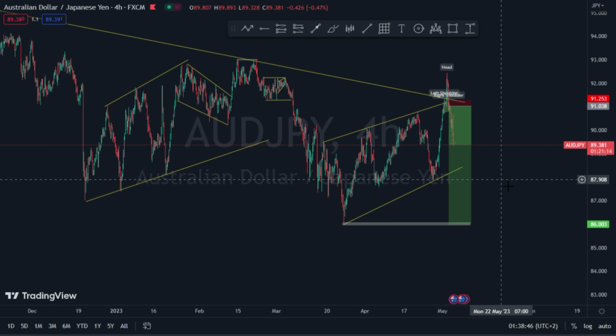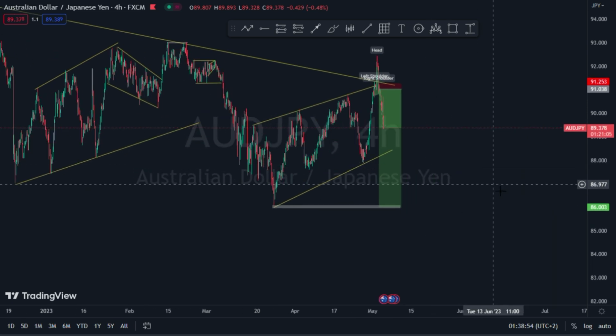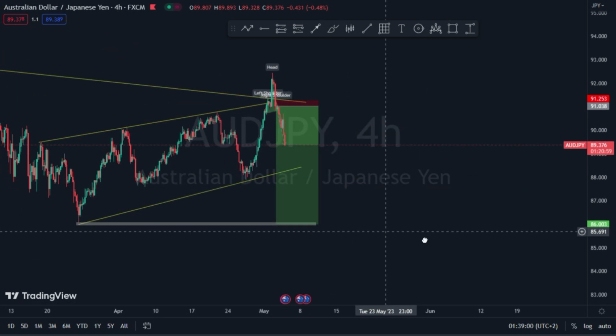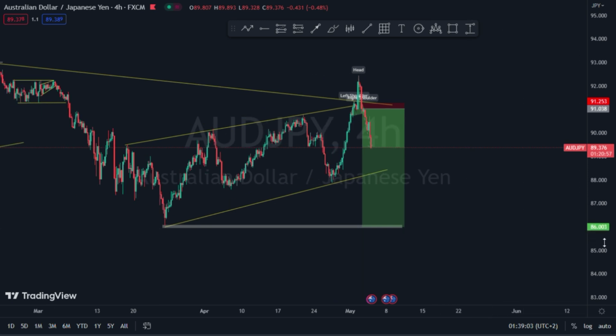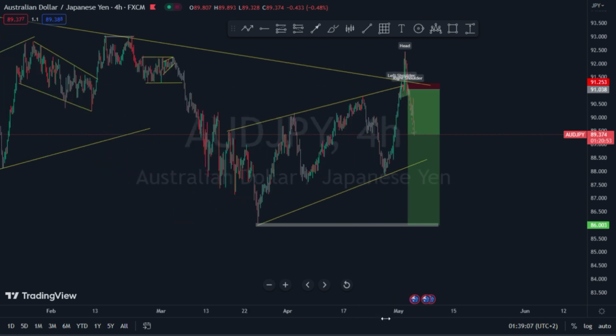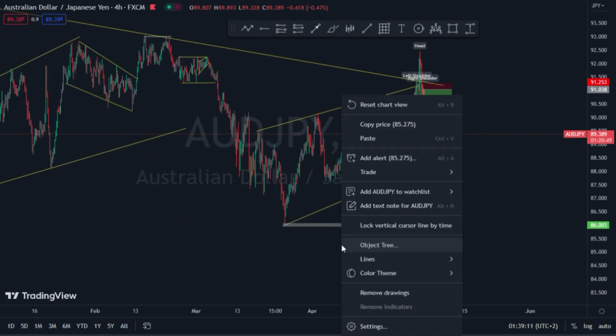So here I'm looking at AUDJPY, which is the Australian dollar versus the Japanese yen, right? So what I want to do right now is to show you how I caught this trade right here, right? So what I want to do right now is to clear all drawings and start analyzing from scratch, just to show you how we go about analyzing the market, right?